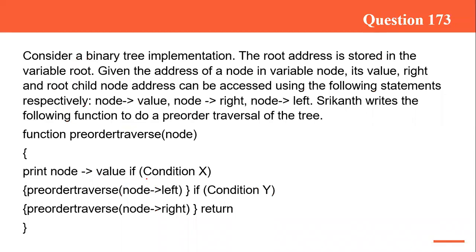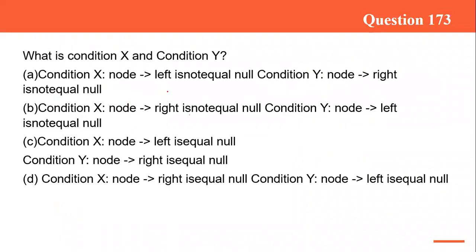What is the condition? For condition X, pre-order traversal of nodes left. When will I call it? When nodes left is not null. If it is not null, I'll call it. Here also, condition Y: when will you move towards the right side? When nodes right is not null. So the answer is nodes left is not equal to null, nodes right is not equal to null. If they are not nulls, you will call the function with them. That's it. Understood? I hope it's clear. Cool.